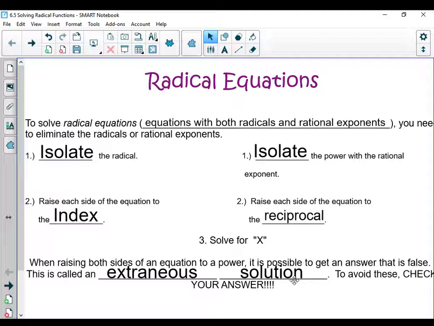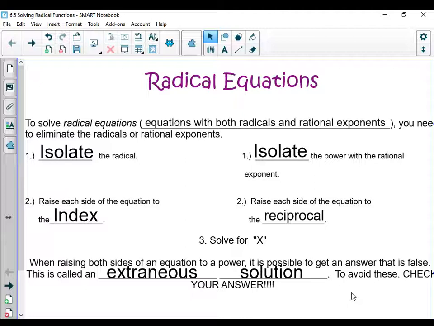Alright, so there are a lot of words up there. You need to write them down. It's up to you. They'll be up there. Remember, I record this and then I post it to each class. But these are just the two different ways we could possibly solve radical equations.